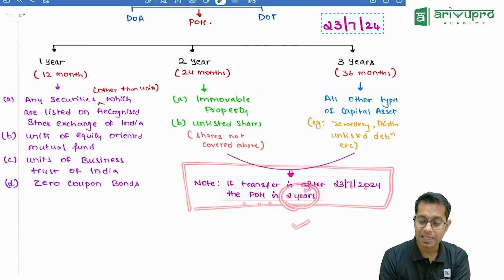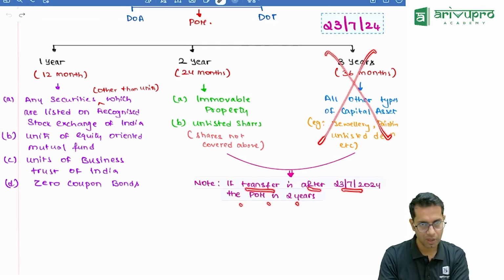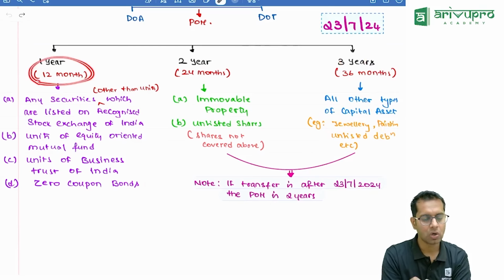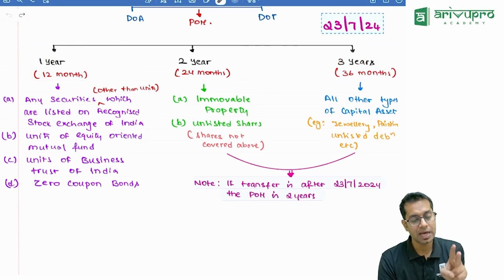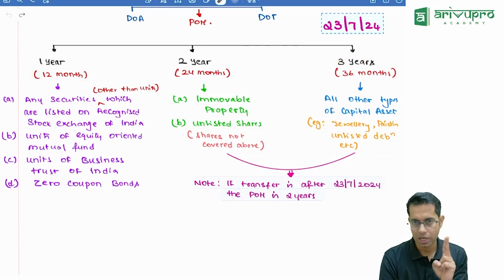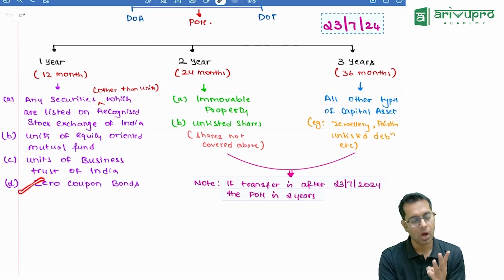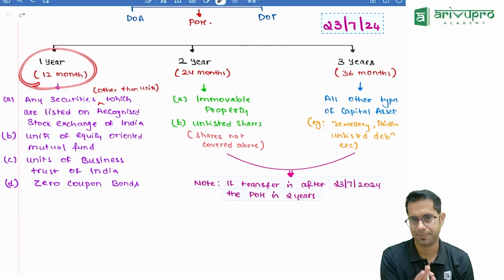If there is a transfer of capital asset happening after 23rd July, meaning that 3-year limit has been removed now. For 4 assets, it is 1 year only. 1 year or 12 months. Which are those items, sir? Any securities other than units which are listed on a recognized stock exchange of India, or units of equity oriented mutual fund, units of business trust of India, or zero coupon bonds. On these 4 items, the period of holding is the same.